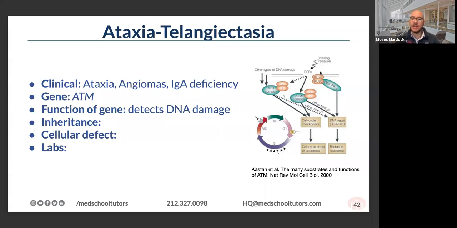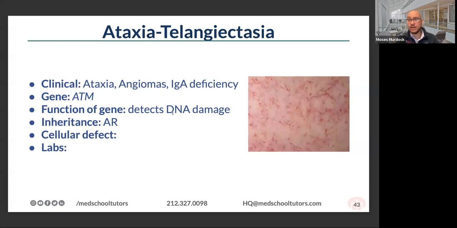It's not surprising then that we see problems in the brain, problems in the immune system. The inheritance I already showed on the prior slide. It's an autosomal recessive defect. And what cellular defect is involved in ataxia telangiectasia? I already sort of gave it away. Is it a granulocyte problem or a lymphocyte problem?